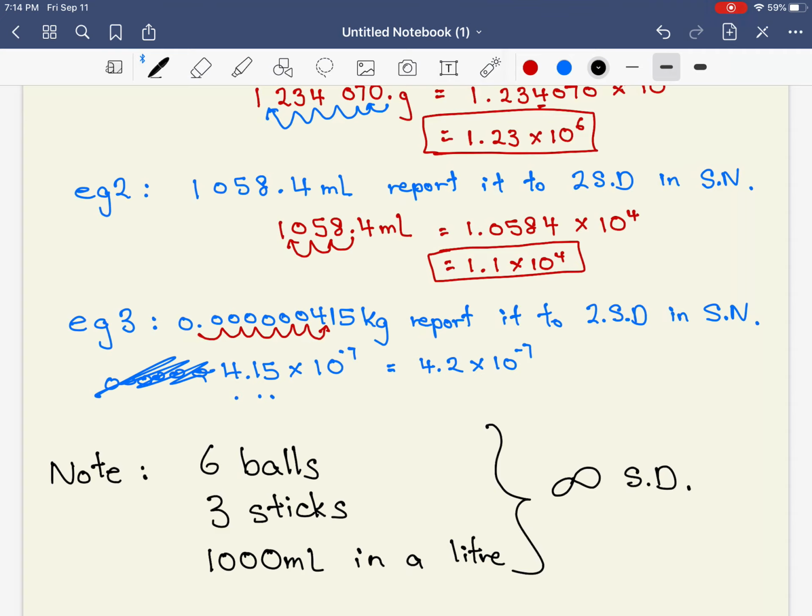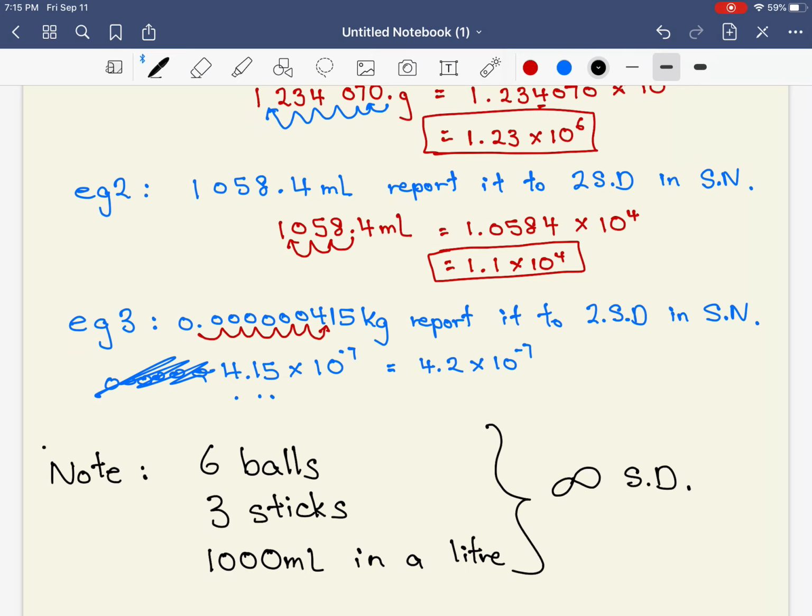Okay? When the number is not based on a measurement, but based on a count, that has an infinite number of significant digits. How many balls is a count. How many sticks is a count. How many milliliters is in a liter is a count, not a measurement. Okay? Because this number could have been 6.0000000 to the end. It will never stop.